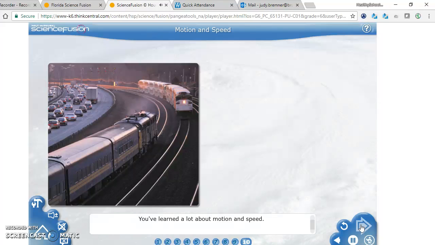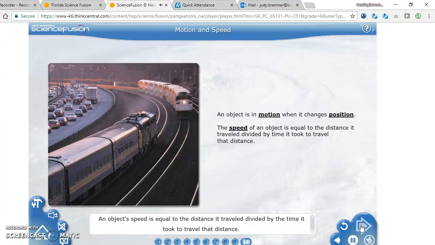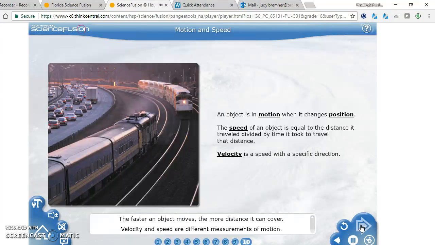You've learned a lot about motion and speed. Before we finish, let's take a quick look at the main points you've covered. An object is in motion when it changes position. The speed of an object is equal to the distance traveled divided by the time it took to travel that distance. Velocity is speed with a specific direction.